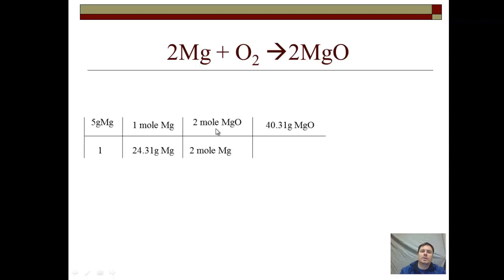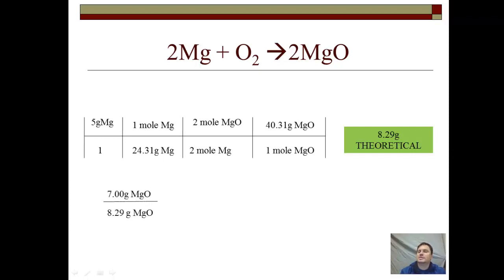And then we want to go from moles of magnesium oxide to grams of magnesium oxide using our formula weight, and we find that it has a theoretical yield of 8.29. That's what we should have got. But the problem told us that we got 7 grams out. We should have got 8.29. We can multiply this by 100 and find we got an 84.44% yield. So hopefully you got that as well.